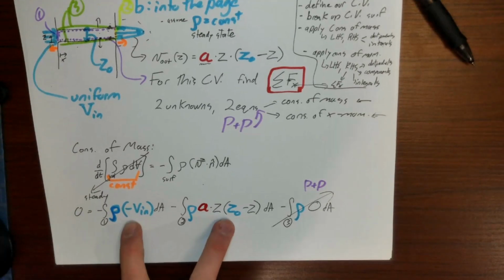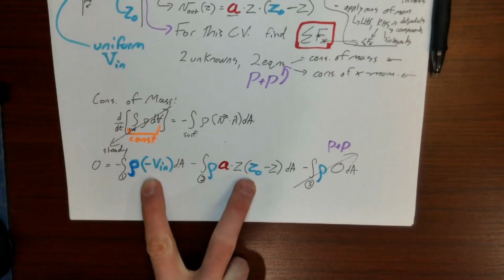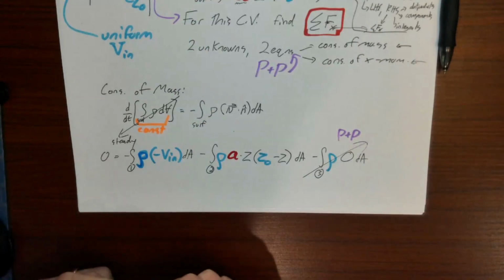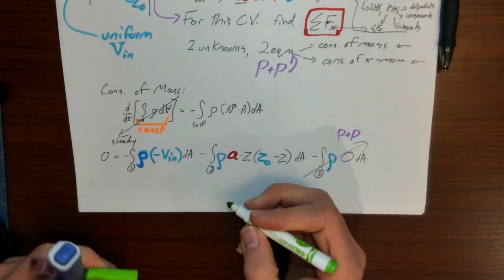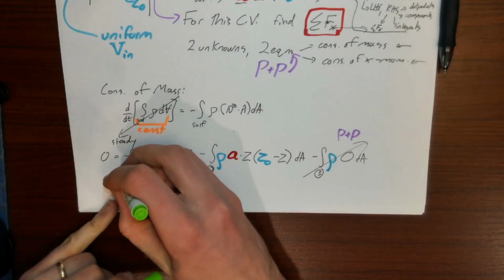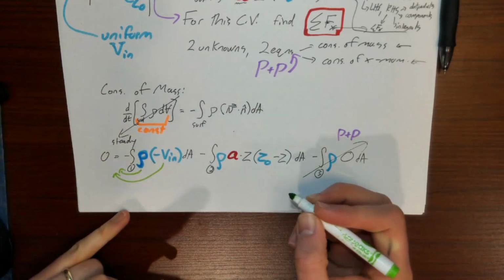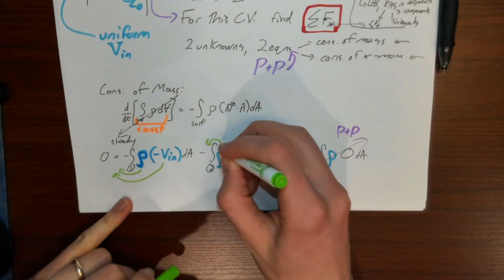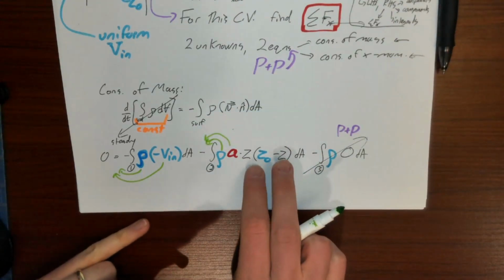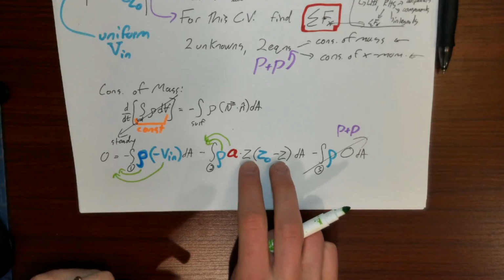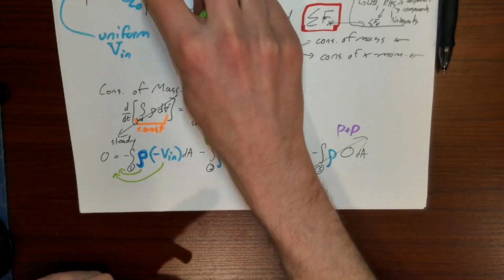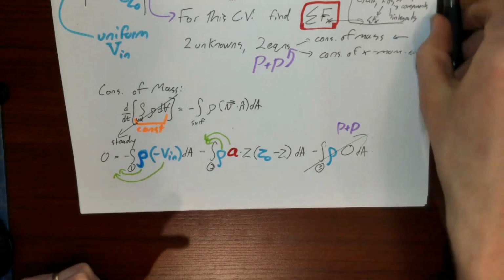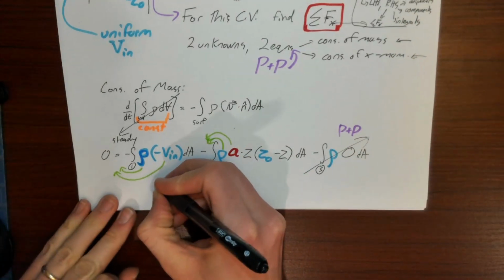All right, so now we have this here. We can pull some stuff out of the integrals. We can at least pull some of these constants out. So I can pull this out and this out. Remember, v in was uniform over the surface. I can pull rho out and I can pull a out. But of course, these z's I can't pull out because they're varying across this surface right here. So I can at least do some simplifications to this.